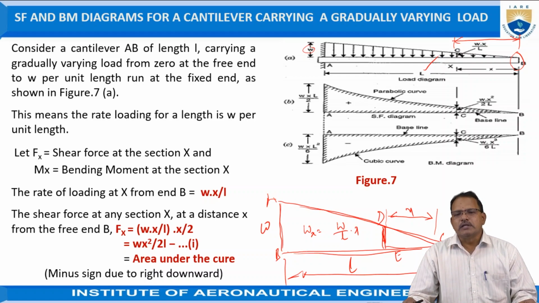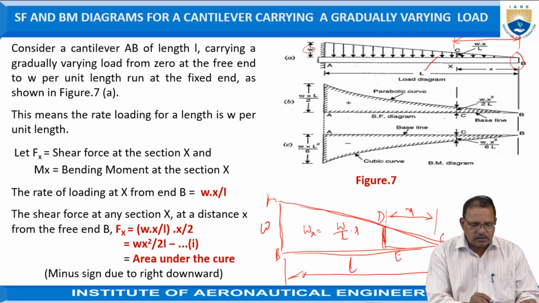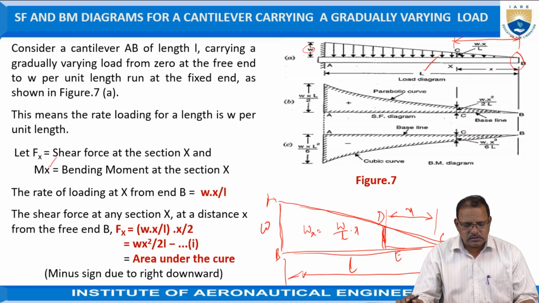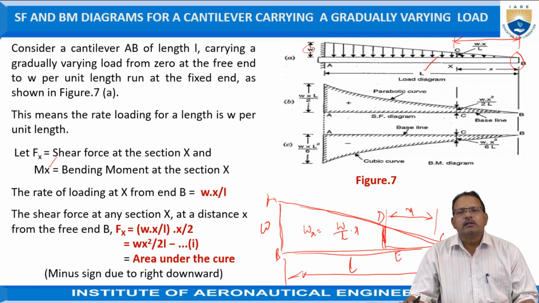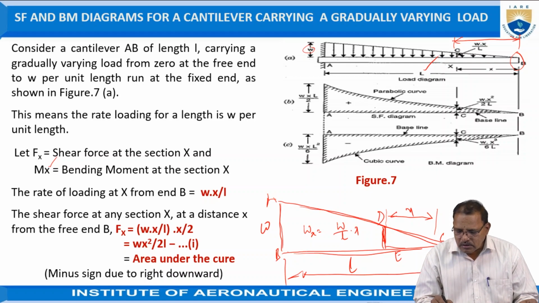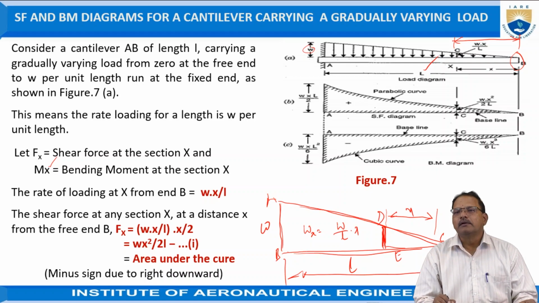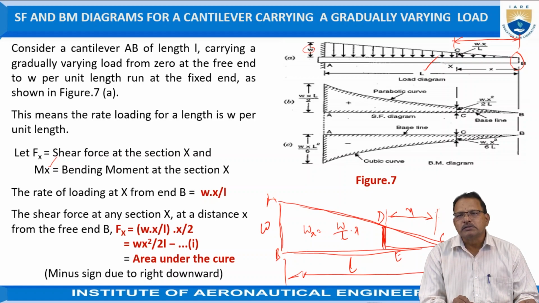Now let Fx represent the shear force at section x, and Mx represent the bending moment at section x. The rate of loading at a distance x from the free end B is given by W into x divided by L.